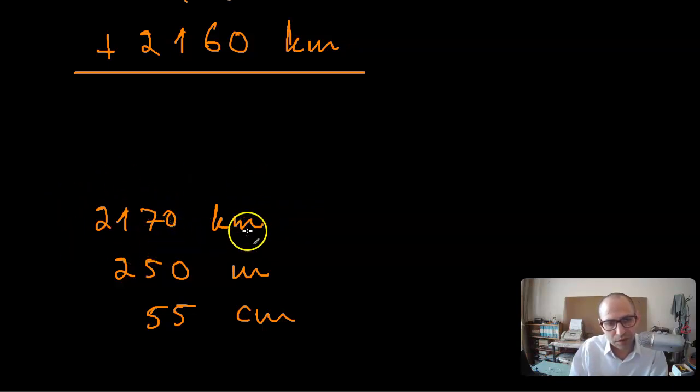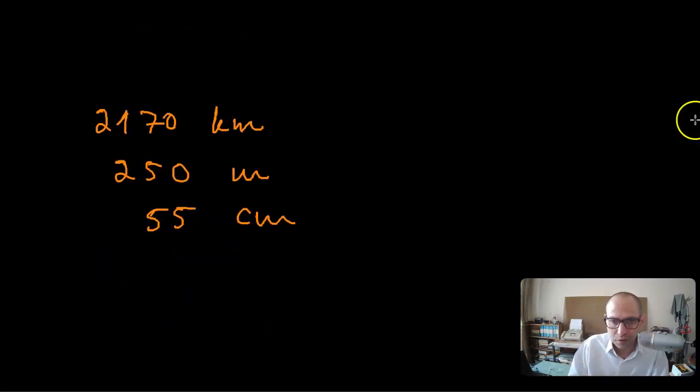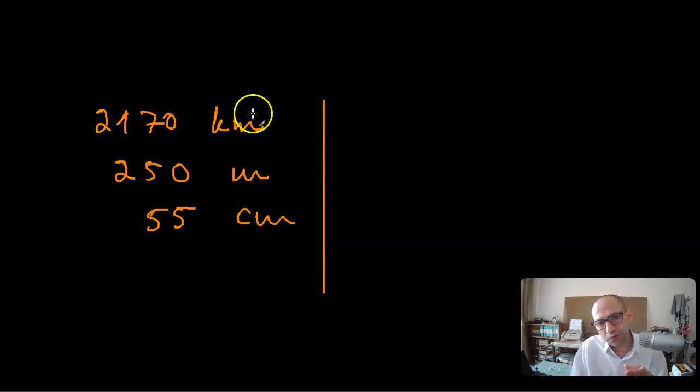The first one is essentially 2,170 kilometers. It's in kilometers. The second one is in meters. The third one is in centimeters. So, of course, I cannot add these three together because a kilometer and a meter are different things. They cannot be added together, right? Of course, it is possible to calculate the total distance covered, but that's provided that I first convert all of the units that I find here to one single unit, basically.